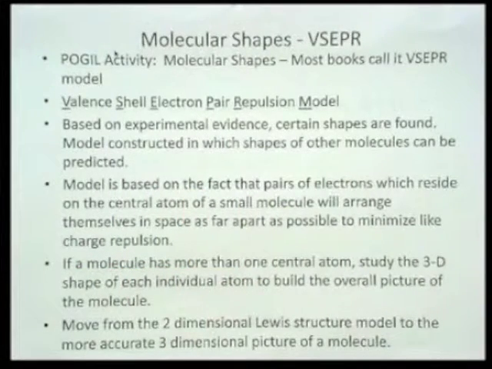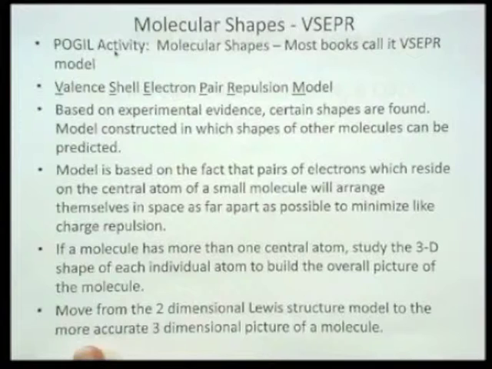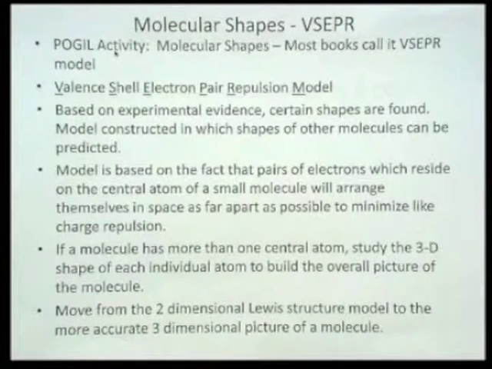The geometries of these molecules are going to be such that the electrons that are on that central atom in a particular molecule are going to be as far apart in space as possible. All right? And so if a molecule has more than one central atom, then if you're going to study the 3D shape, you just look at each individual atom by itself and build the shape up around it, and that gives you an overall picture of the molecule. All right, so what we're doing here is moving from the two-dimensional Lewis structure model to a more accurate three-dimensional picture of the molecule, and you should have gotten that in that POGIL activity.